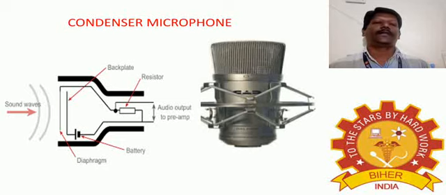All condenser microphones have an inbuilt preamplifier, so we have to send an external power supply to the condenser microphone. Only then does it work. That power supply range is 48 volt DC, which is called phantom power. It's a very highly sensitive microphone. In this type of microphone, the XLR cable carries both the power supply and the sound signal.